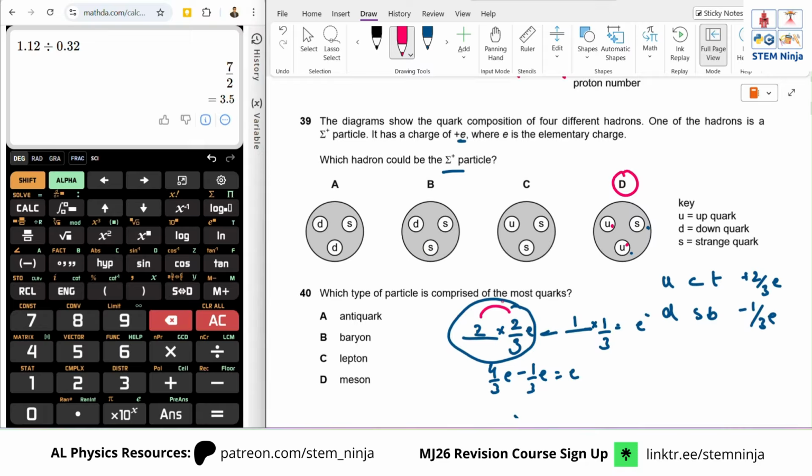What type of particle is composed of most quarks? Baryons are composed of 3 quarks. Antiquarks are quarks themselves, but antiquark. Lepton is not a quark. Meson is one quark and one antiquark. So B straight away is the answer.